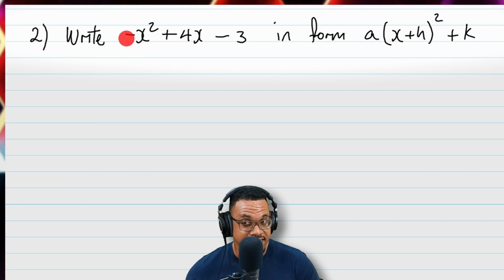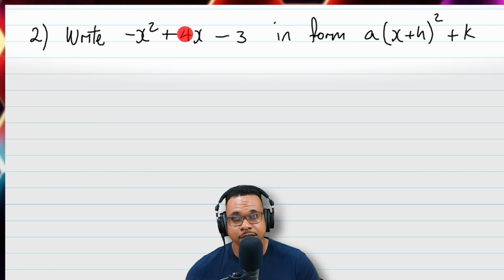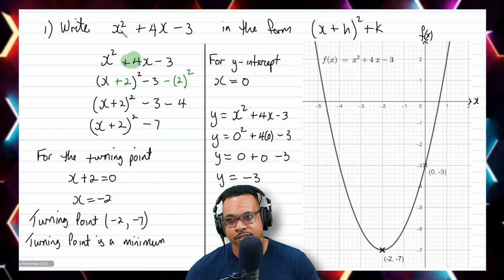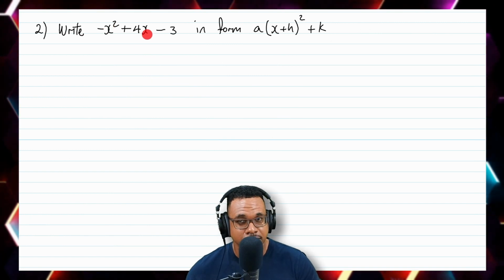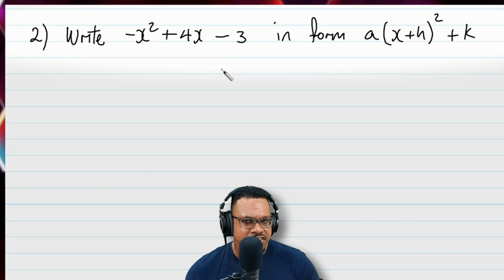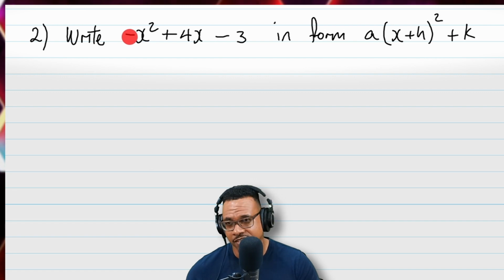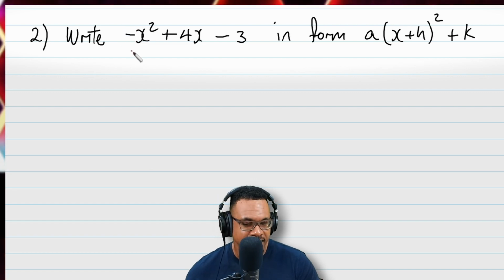Now notice the difference here. I have negative x squared. All right, I have the same positive 4x and negative 3. So let's look back here. See, x squared plus 4x take away 3. But this time I have negative x squared plus 4x take away 3. So the only thing I changed was this negative sign in front of the x squared. Now look at the form. I change the form now.